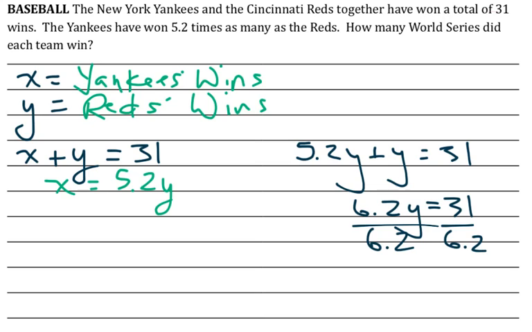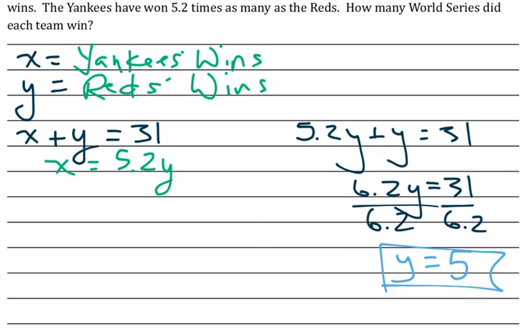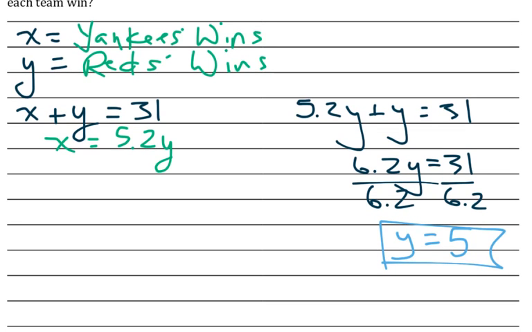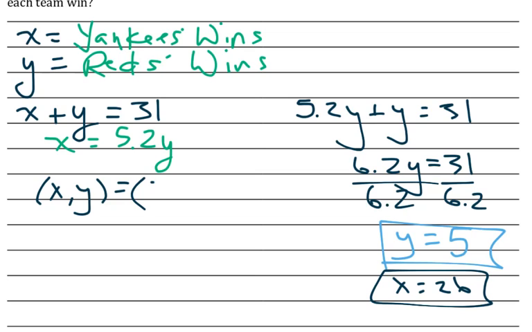And so you could be saying to yourself, oh, I must have screwed up. We have decimals going on here. But once you type 31 over 6.2, you get 5. And then, if Y is 5, the easier one to substitute in is throw a 5 up there, which would mean that X is 26. As you summarize your answer, X comma Y equals 26 comma 5.